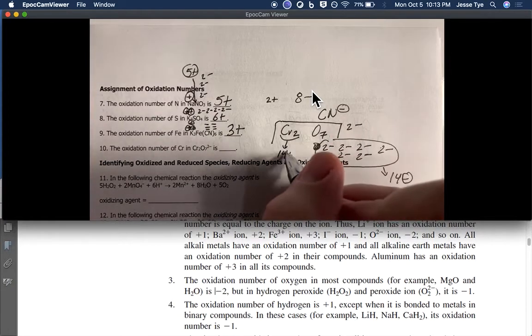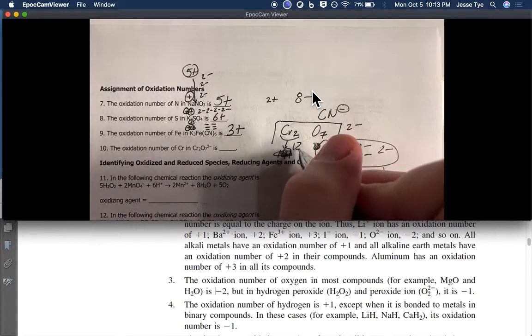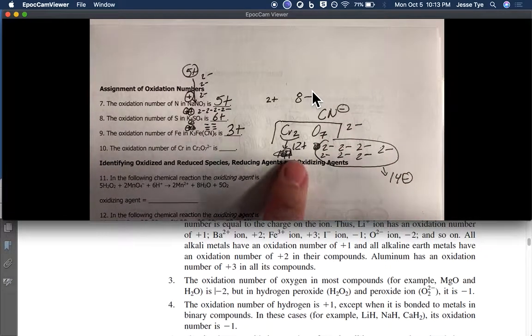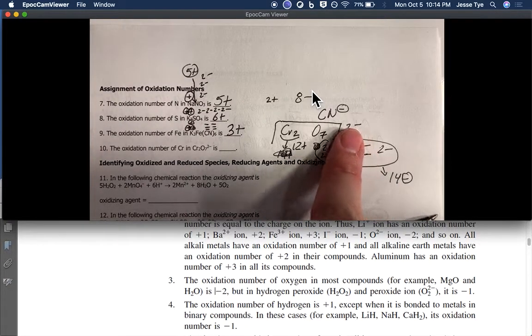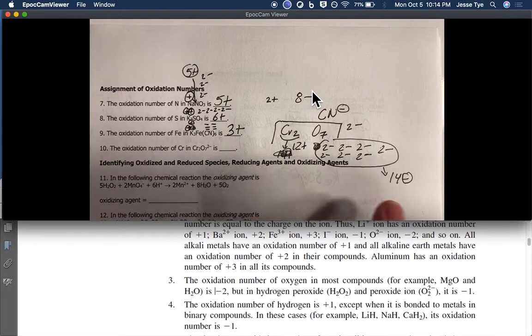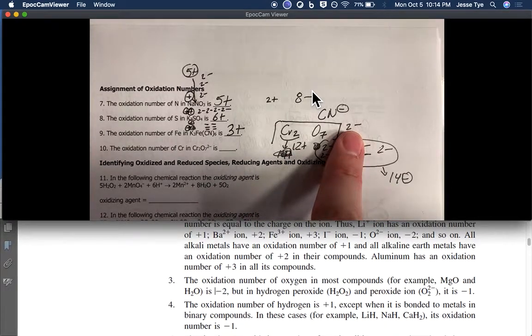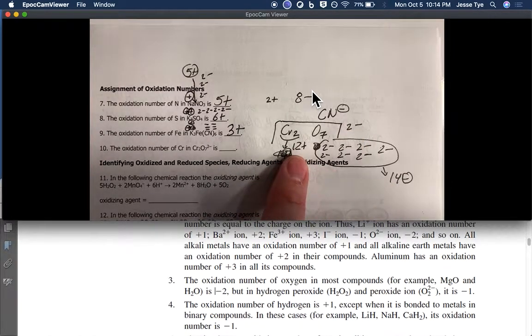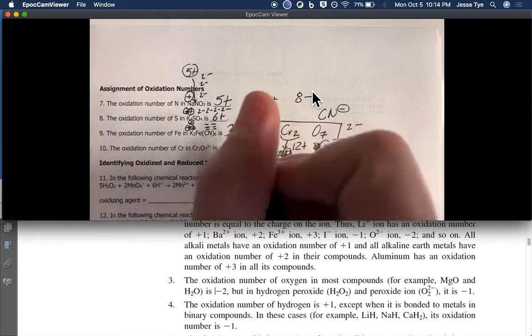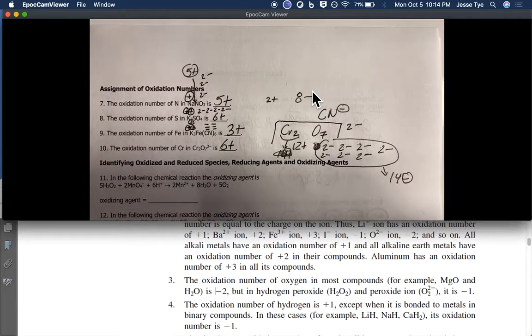Oh, hold on, try that again. They have to have a 12 plus charge together. So 12 plus minus 14 gives me my 2 minus charge overall. Okay, there's 2 of them. In total, they have a 12 plus charge. So each of those guys has a 6 plus charge on it.